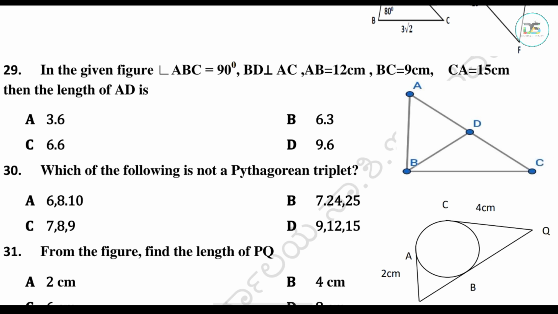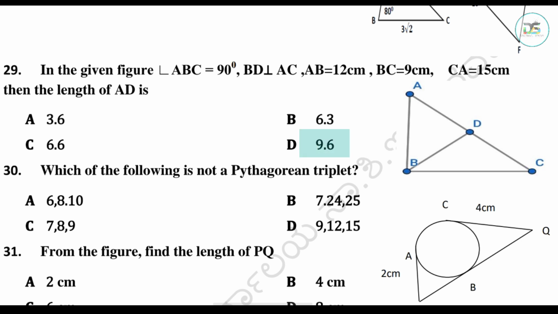In the given figure, angle ABC is equal to 90 degrees. Here BD is perpendicular to AC and AB is equal to 12 centimeters, BC is equal to 9 centimeters, CA is equal to 15 centimeters. Then the length of AD is, options are option A 3.6, option B 6.3, option C 6.6, option D 9.6. Here the right answer is option D, 9.6.